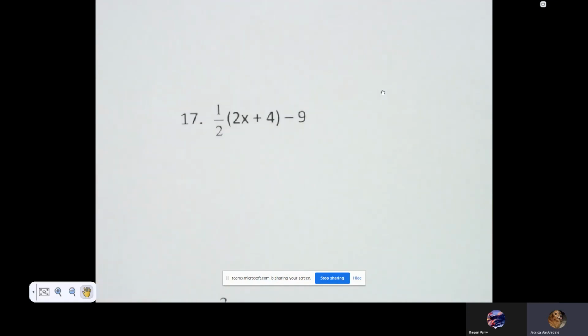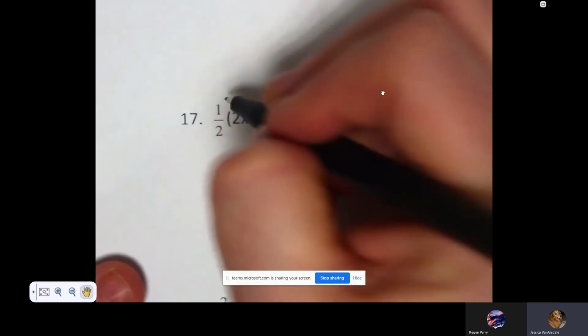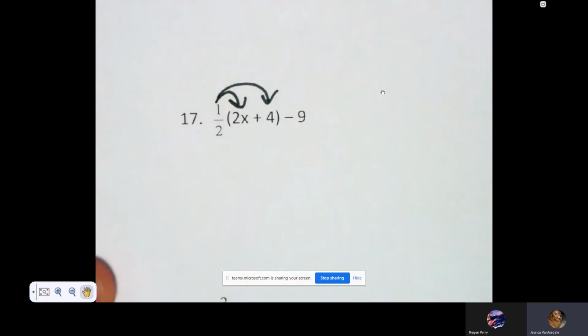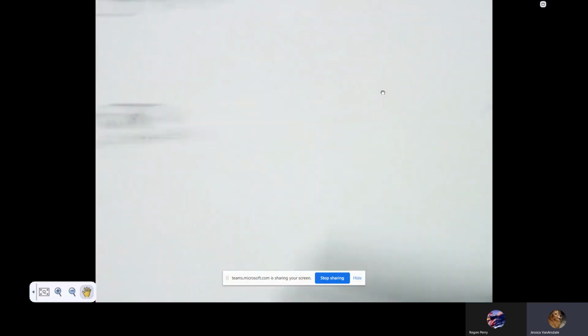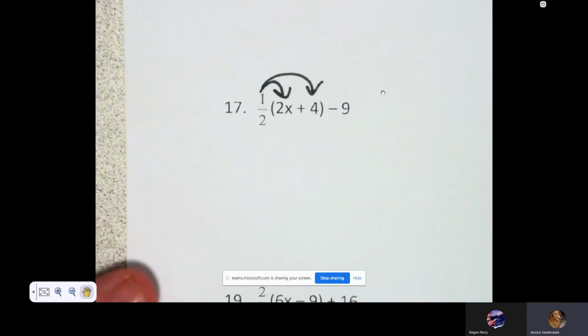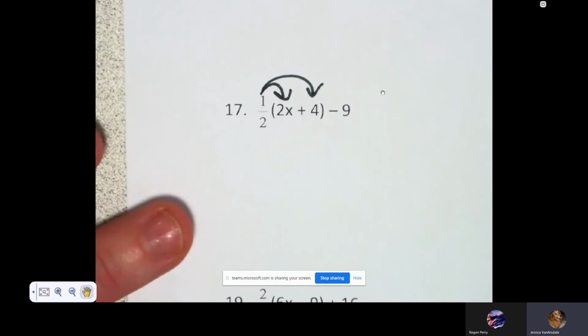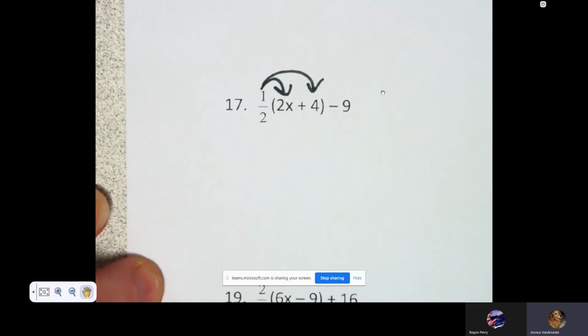All right, 17. We're going to distribute the 1/2. So we're going to need to do fractions and we're going to need to use our calculator. 1 ABC 2, just -2x. Braxton, you're on it. 1 ABC 2, yeah, that's right. So 1/2 times 2, what do we get?